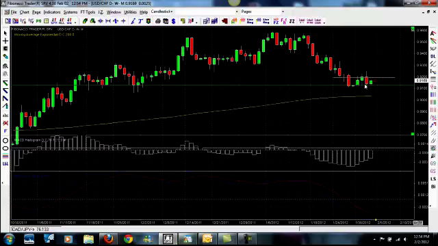Next day it goes down. We sell, close out our trade for profit. We buy. It goes back up, back down. So we're going to do that. Now, eventually, it's going to break out.